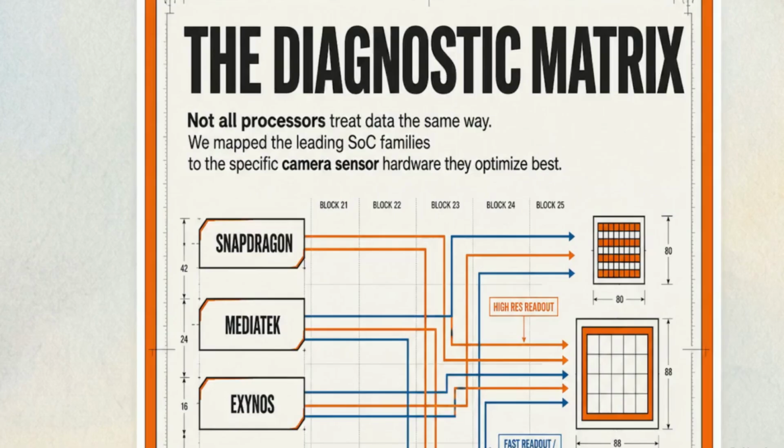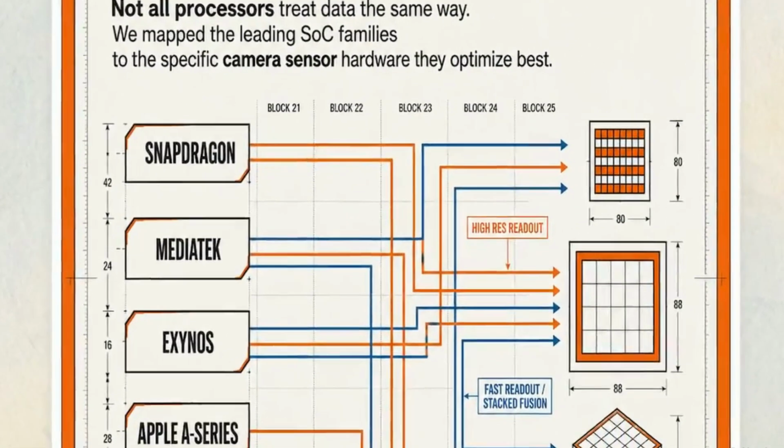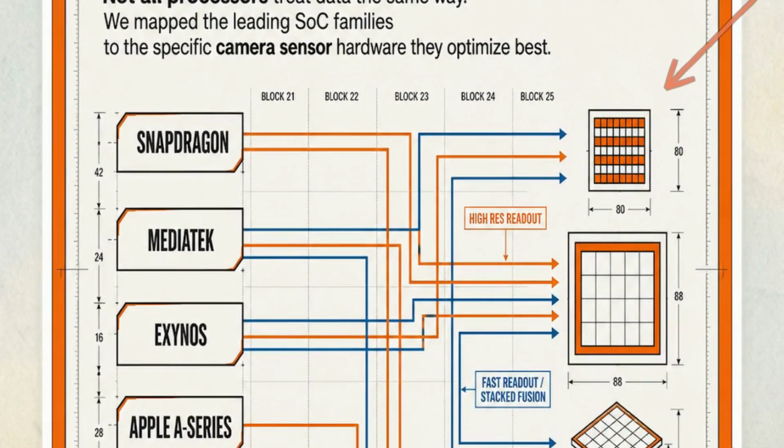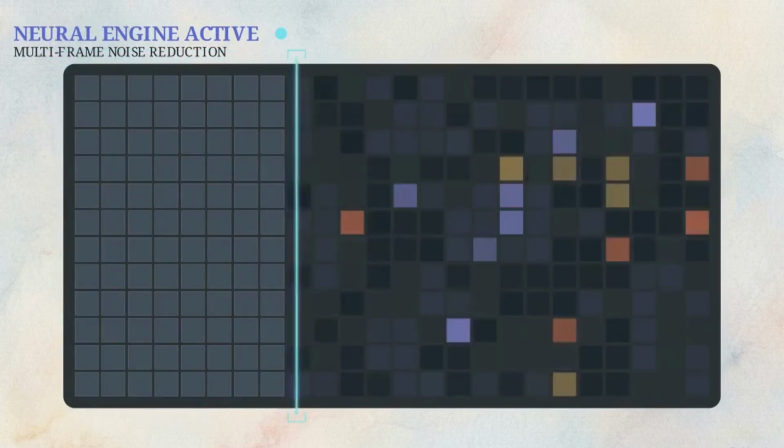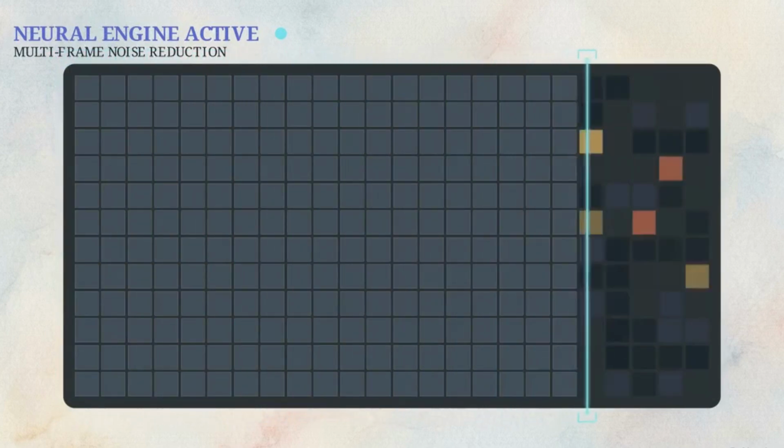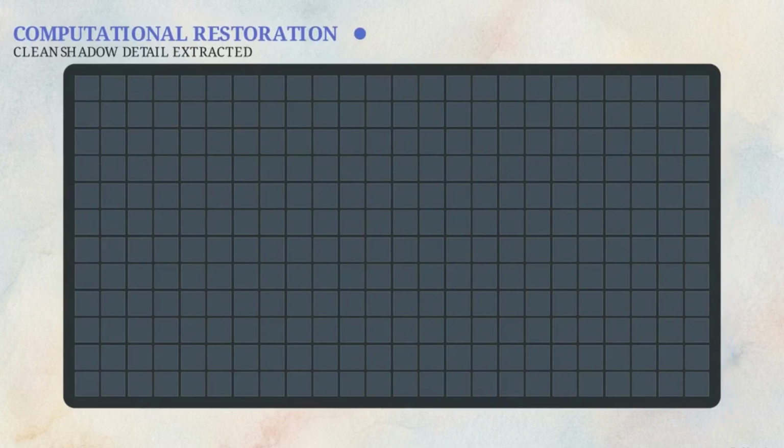A camera capturing multiple frames is useless if the processing pipeline is too narrow to merge them without breaking the colors. This diagnostic matrix maps out the leading system-on-a-chip families. Qualcomm's Snapdragon chips rely on brute force, pushing immense data throughput to process massive 200-megapixel single frames from large pixel grids. Apple and Google take a different route. They lean on neural engines, using machine learning to extract clean shadow detail from smaller, noisier pixel grids.